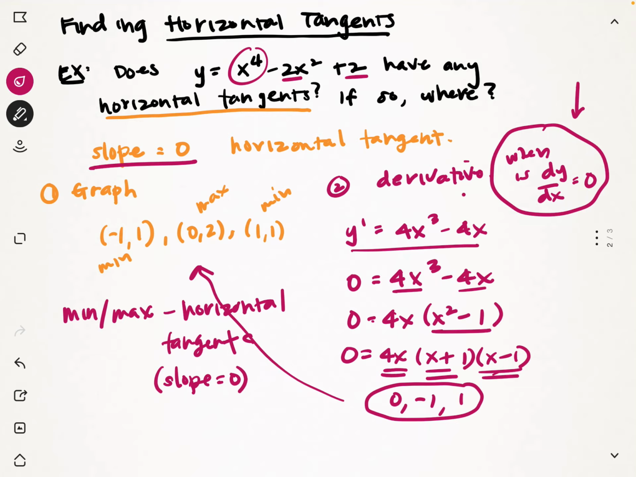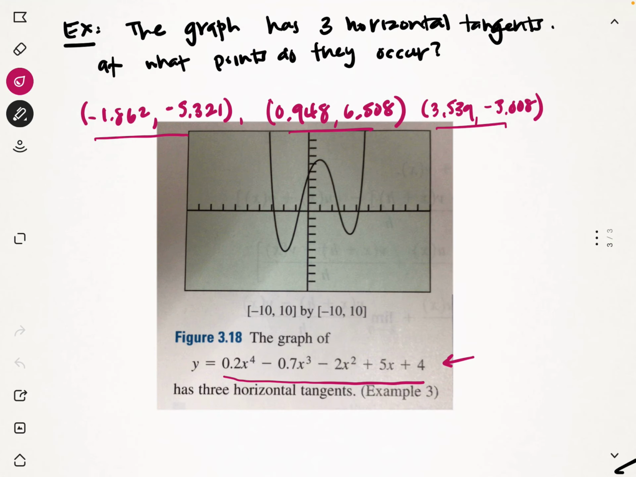Okay, we also found that if we can derive it and set it equal to 0, we can use that to find our horizontal tangents as well. And then the last one was just another example. It was more of a calculator practice because we couldn't use the derivative and set it equal to 0 to find our horizontal tangents.